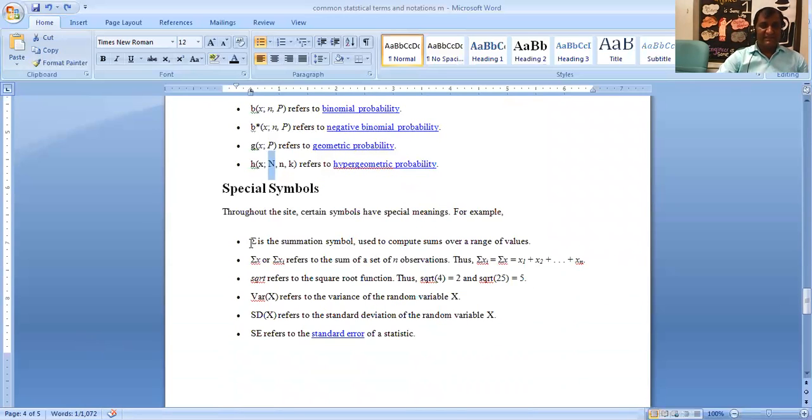Sigma is the summation symbol used to compute the sum over a range of values. Sigma x or sigma xi refers to the sum of a set of n observations. For example, sigma xi equals x1 plus x2 plus x3 plus x4 plus x5 and so on.